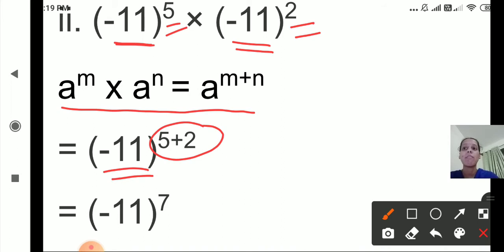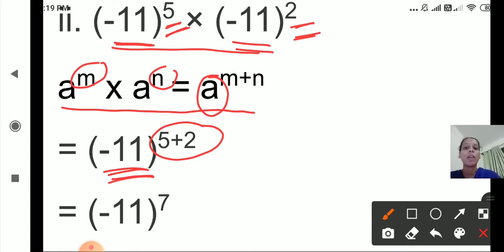Minus 11 we'll write down only once. See here, a means what? This is the base. So in this question what is the base? Minus 11. So that we'll write down only once and we'll add the index. Here the index is 5 and here it is 2. So 5 plus 2 is 7, correct? So what is the answer? Minus 11 raised to 7. Okay, hope you are clear with this. Now we'll move to the next sum.